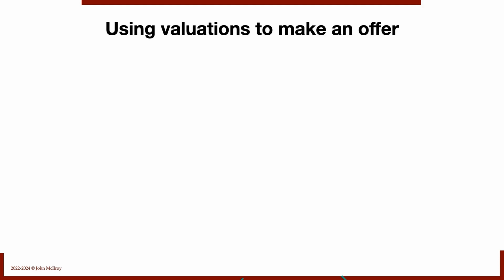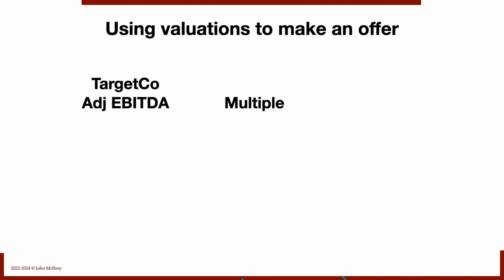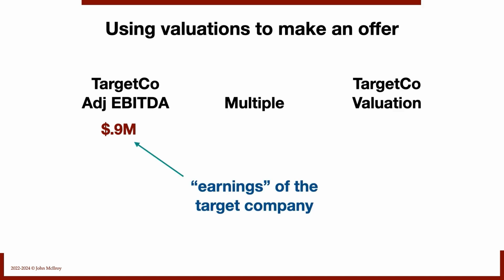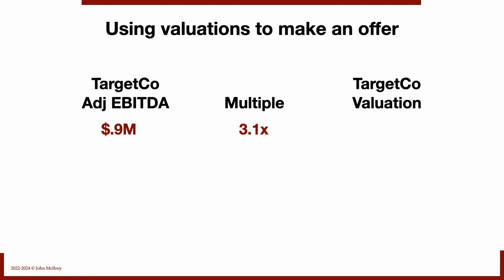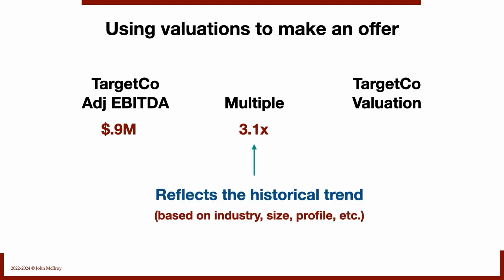Let's see how it works with an example. We've got a target co that we want to buy. We know what their adjusted EBITDA is. We take a look at what the industry multiple is based upon historical transactions, and then we value the target company. Let's say the adjusted EBITDA is 900K. That's the earnings of the target company that we're thinking of buying. Based on historical trends and the data set we look at, the multiple is 3.1 times EBITDA. That's what reflects the historical trend. And of course, it's based on industry size, profile, etc., and published data.